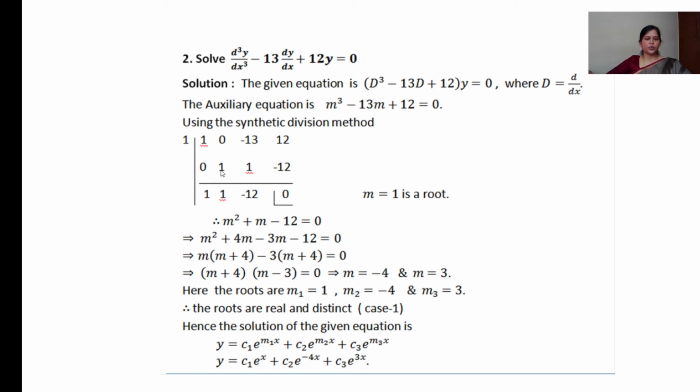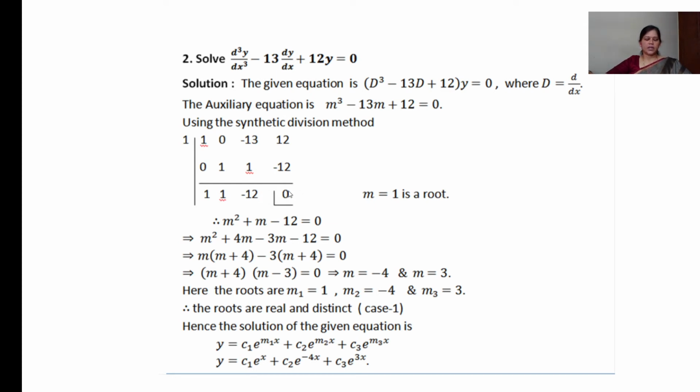So now again we have to go for the vertical addition. We'll get 1. Cross multiply with this. So we'll get 1. So minus 13 and 1 become minus 12 after vertical addition. Now again minus 12 will multiply with 1, we'll get minus 12. So adding these two values vertically, we'll get the remainder as 0.